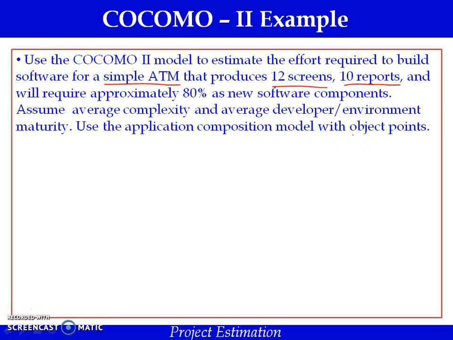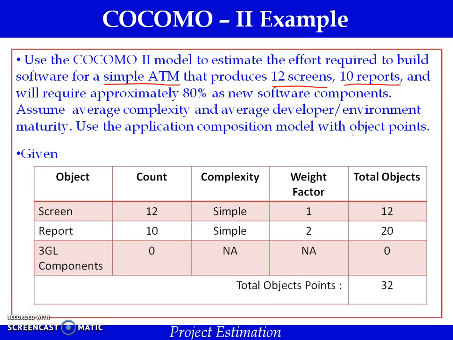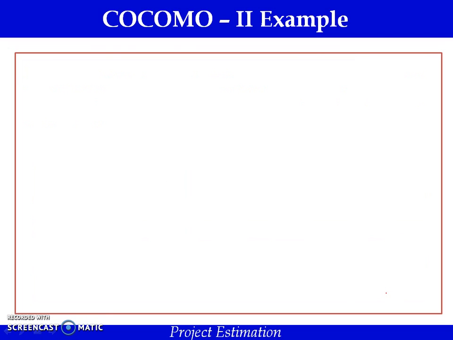Let us first summarize what is given in table form. The number of screens to be developed is 12, the number of reports to be developed is 10, and 3GL components are 0. Complexity is simple for both categories. The weighting factor for simple complexity for a screen is 1 and for a report is 2. So 1 into 12 gives you 12 and 2 into 10 gives you 20. There are no components to be developed for the application. So 12 plus 20 is 32. Totally we have to develop 32 object points for the given project.